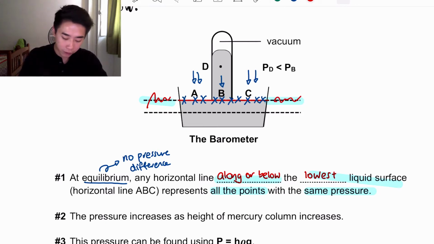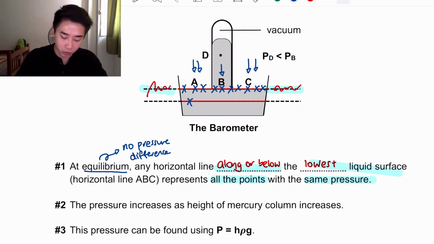Now if we go even lower, and again we do the same thing, we draw a horizontal line that stretches across. Again, this line, because it's already below the lowest liquid surface, any points along these lines will also experience the same pressure. Now check whether it's true. Here I've selected 3 points. This one will be affected by atmospheric pressure as well as the mercury pressure just above it. Same for this point. And this point over here will be affected by the mercury column that's above it.